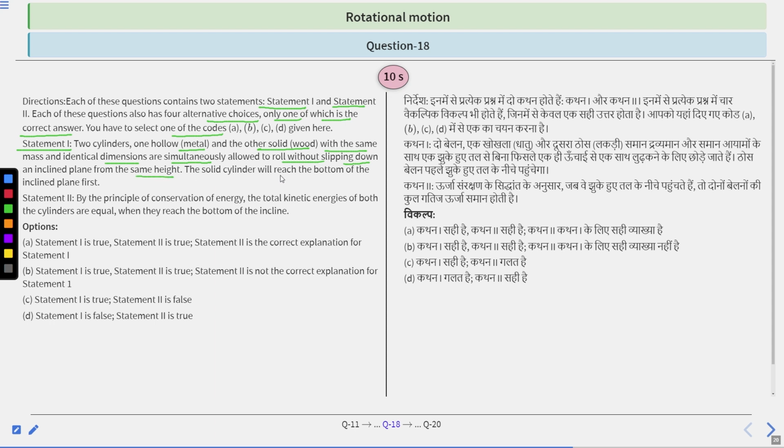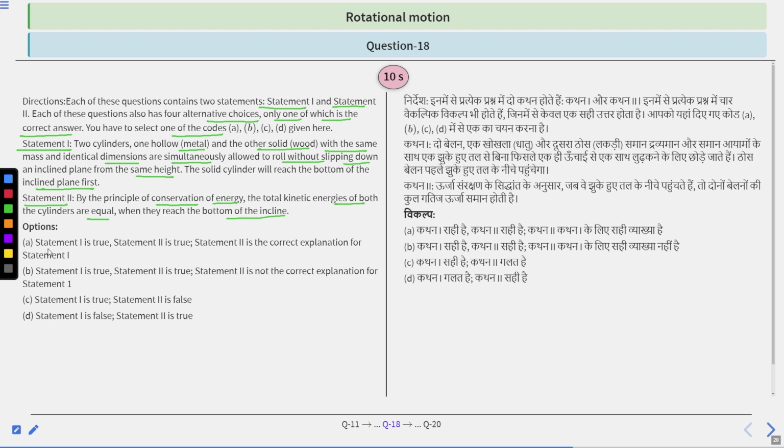The solid cylinder will reach the bottom of the inclined plane first. Clear? And statement 2 is, by the principle of the conservation of energy, the total kinetic energies of both of the cylinders are equal when they reach the bottom of the incline. So which option is correct?